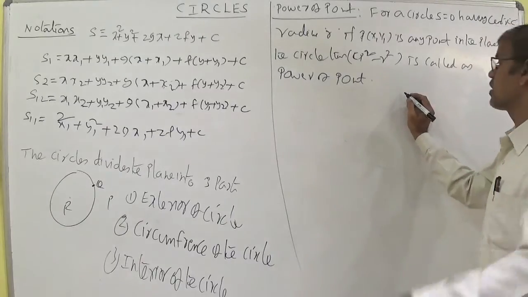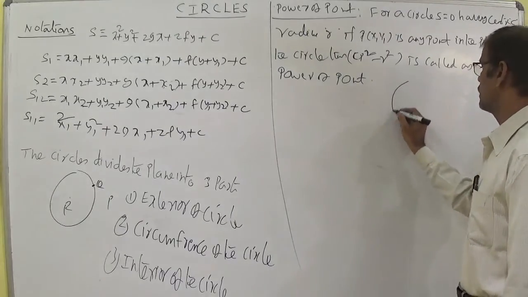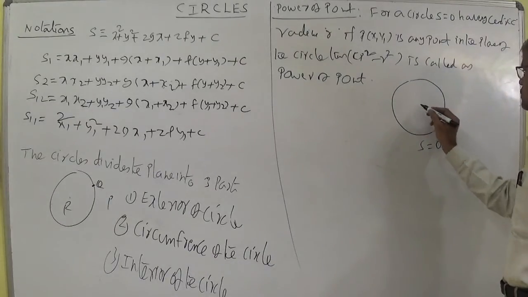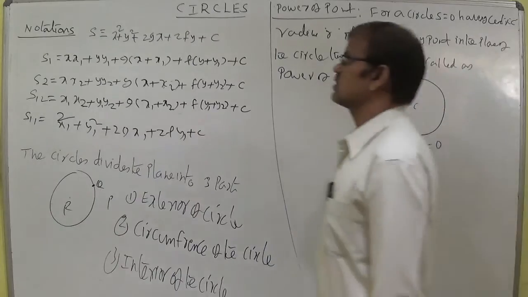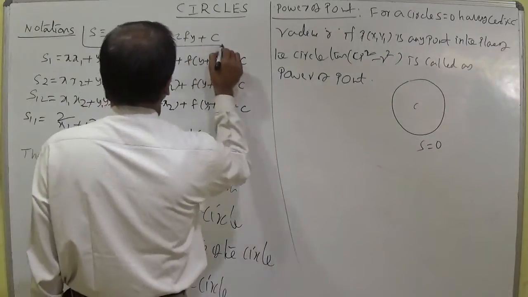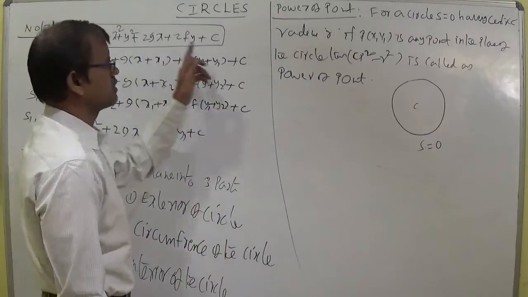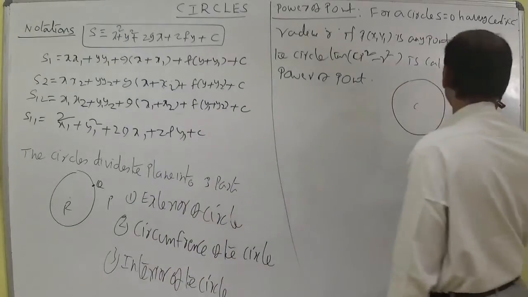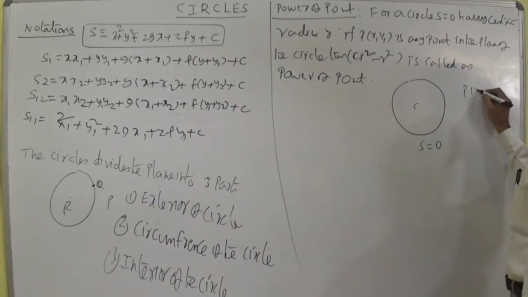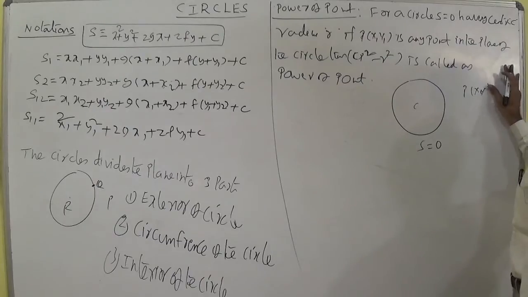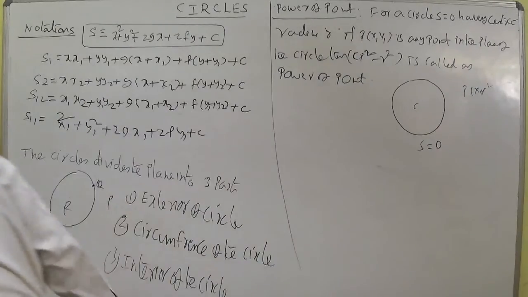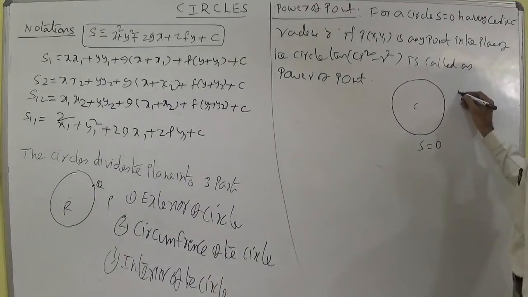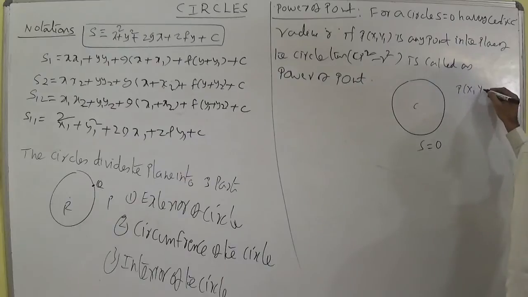What is CP square minus r square? Okay, let us draw a circle here. Let the circle be S equal to 0, with the standard notation x square plus y square plus 2gx plus 2fy plus c equal to 0. This is the circle notation. Let P be the point (x1, y1), which is outside the circle.